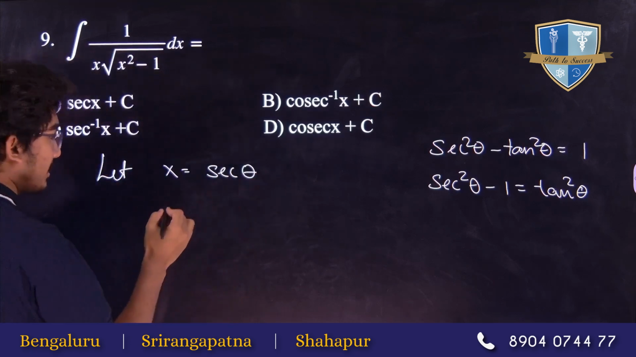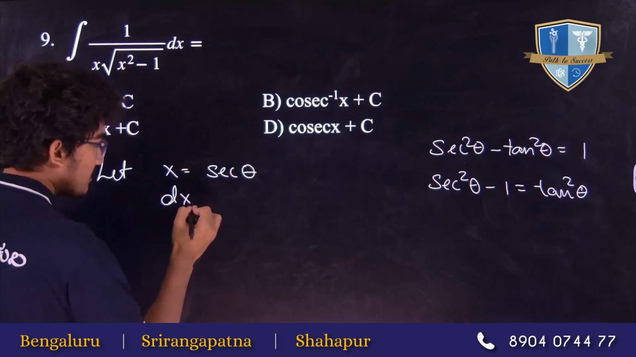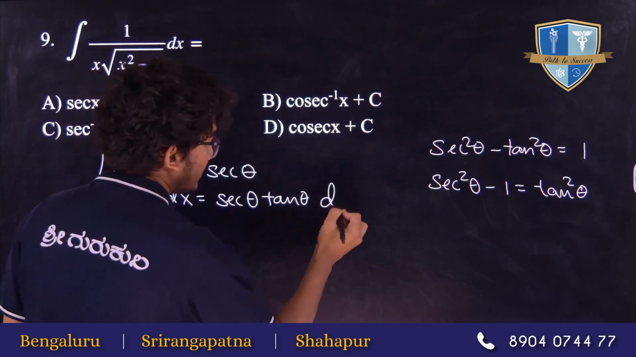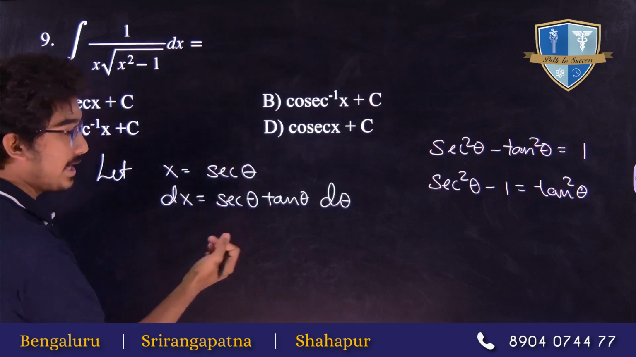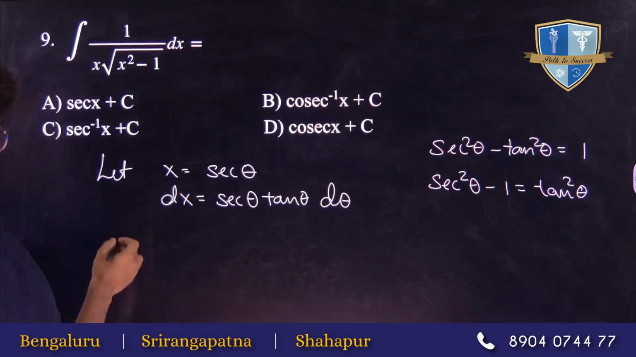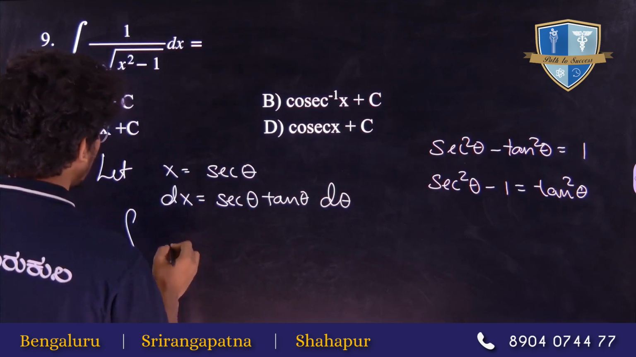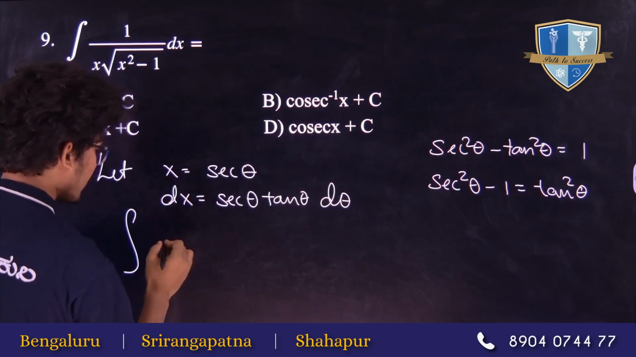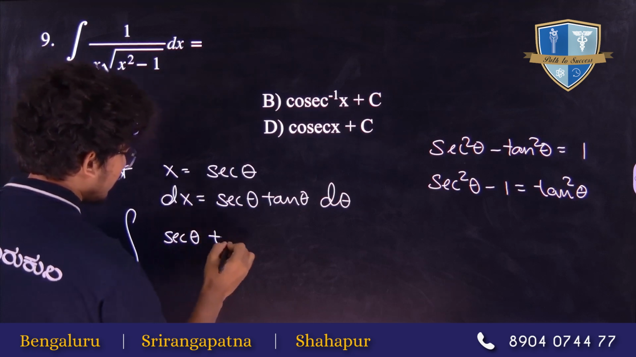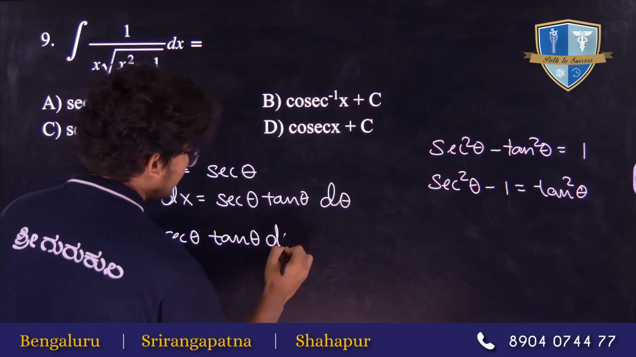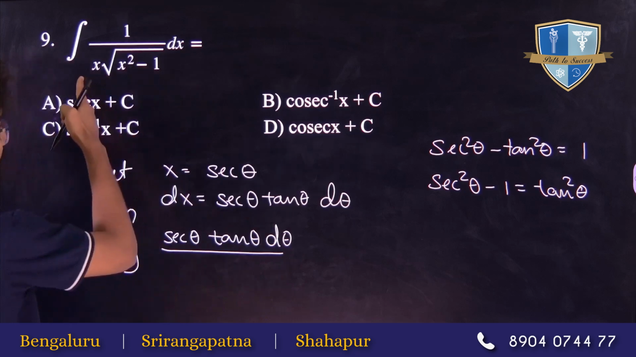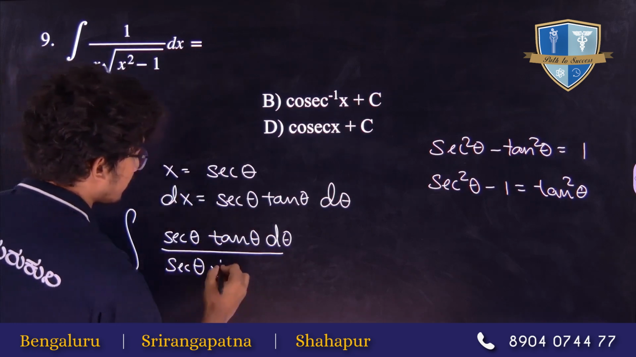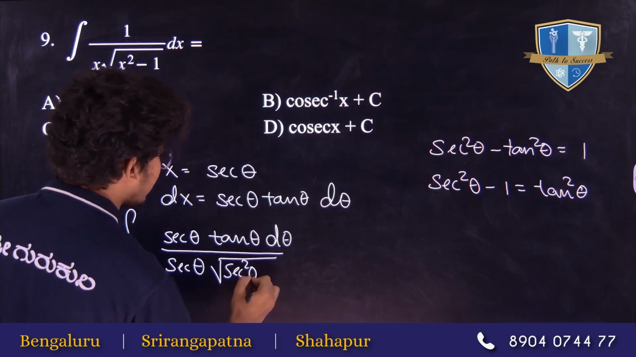If x is equal to sec theta, we differentiate this, which means dx is equal to sec theta tan theta d theta. Differentiation of sec theta is sec theta into tan theta. Now we will replace everything. Instead of dx we write sec theta tan theta d theta, divided by, instead of x, sec theta, and root of sec square theta minus 1.